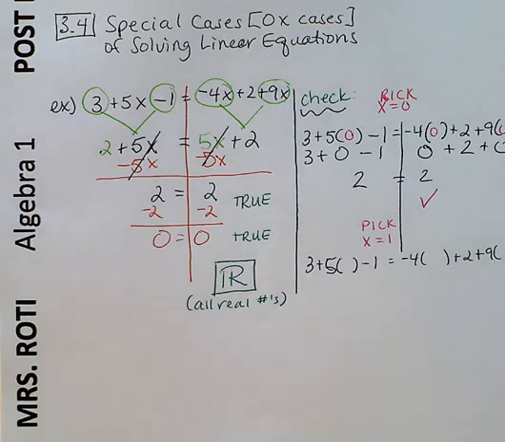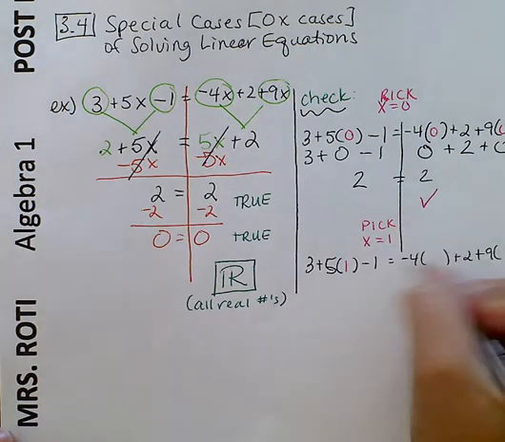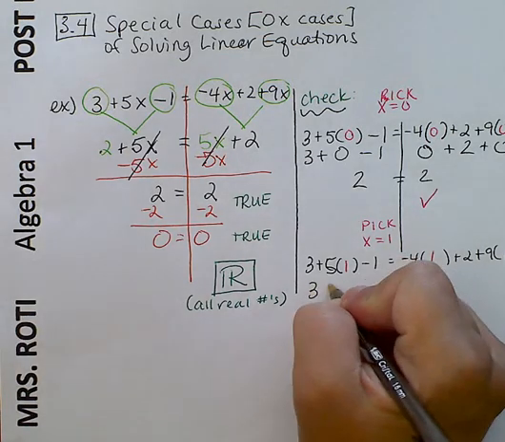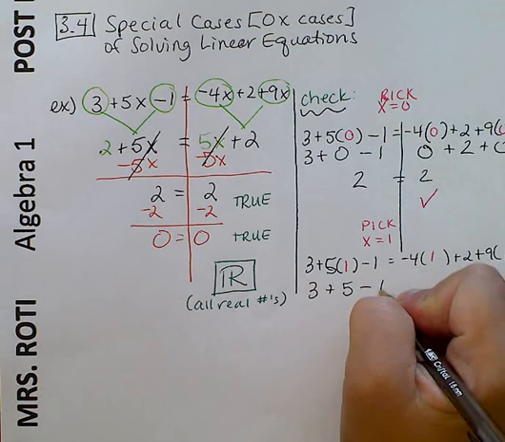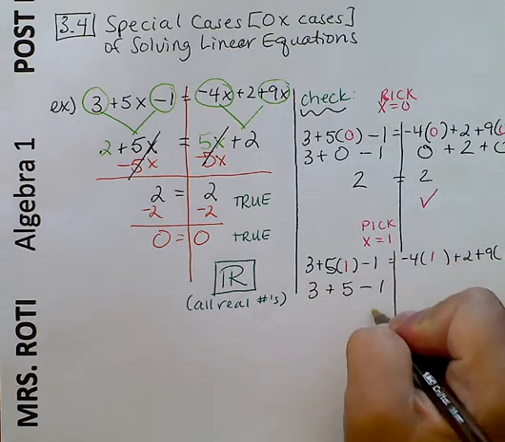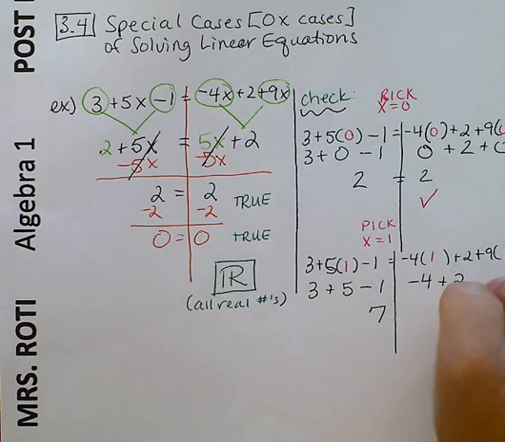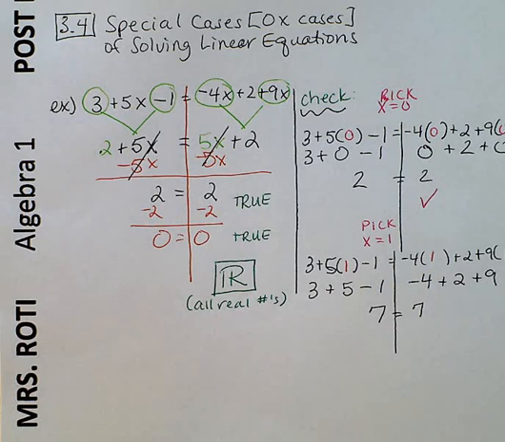This time I'm going to pick x equals 1. 3 plus 5 minus 1. Negative 4 plus 2 plus 9. And voila, it checks out. And because more than one number works, I'm pretty sure that I'm right.